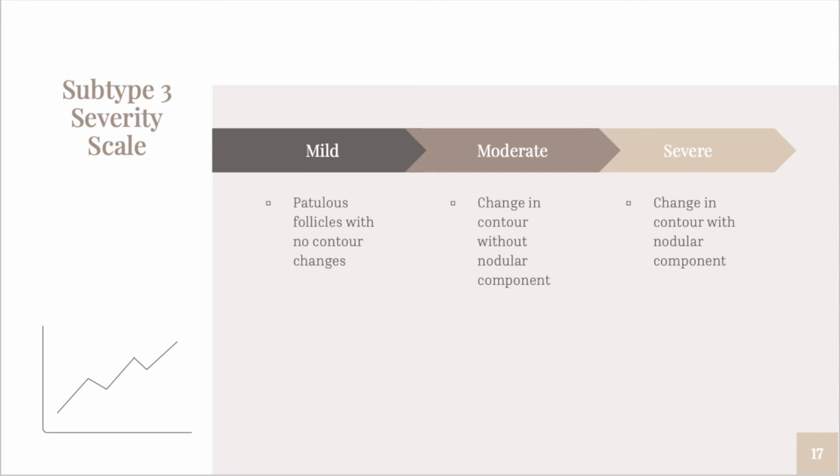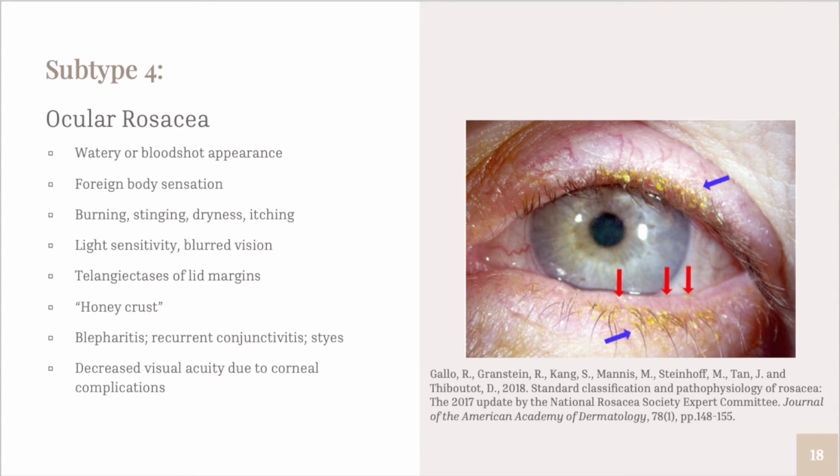of surface areas. Contour changes are only present in moderate and severe disease, and the difference between moderate and severe is that moderate subtype 3 does not present with nodules while severe does. Subtype 4 is ocular rosacea, which can have many different presentations.